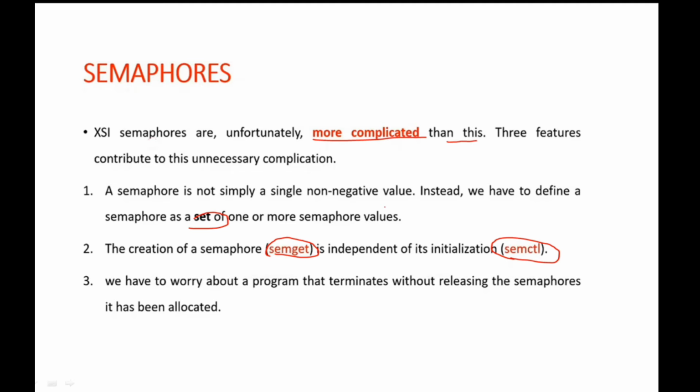This is the fatal flaw, since we cannot automatically create a new semaphore set and initialize all the values in the set. And the third problem is that all forms of XSI IPC remain in existence even when no process is using them, so we have to worry about programs that terminate without releasing the semaphore they have been allocated. So the undo feature that we describe later is supposed to handle this.